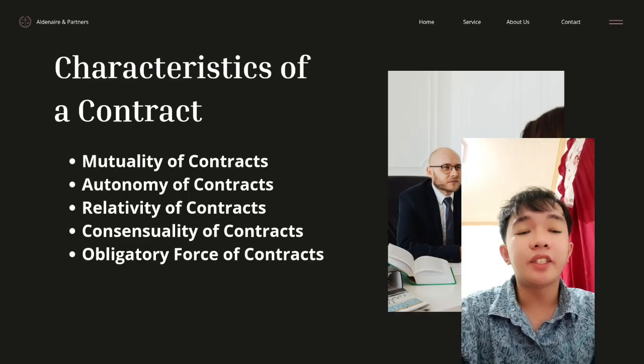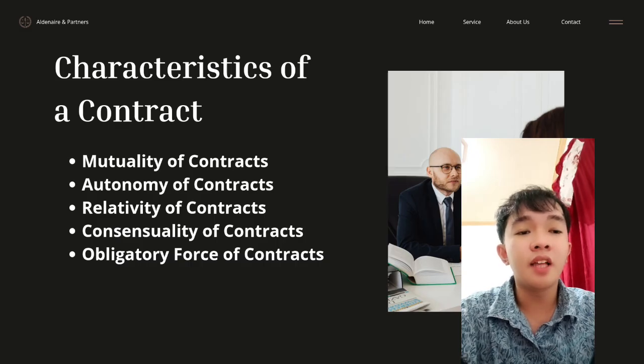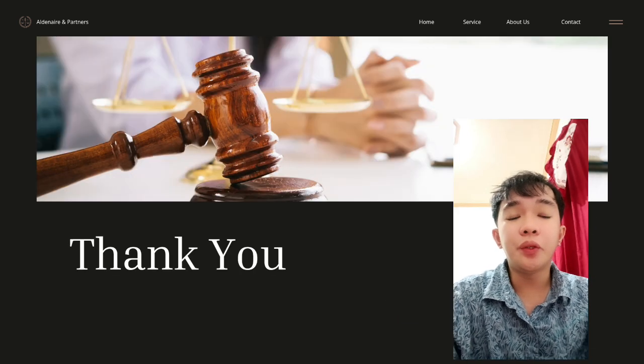Here are also the characteristics of a contract. We have mutuality of contracts, autonomy of contracts, relativity of contracts, consensuality of contracts, and obligatory force of contracts. And that would conclude my report.